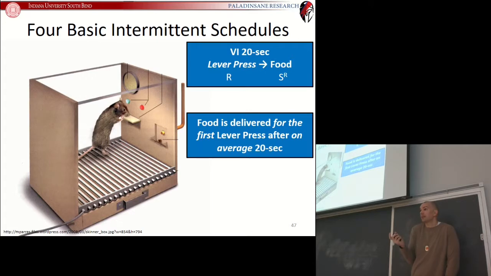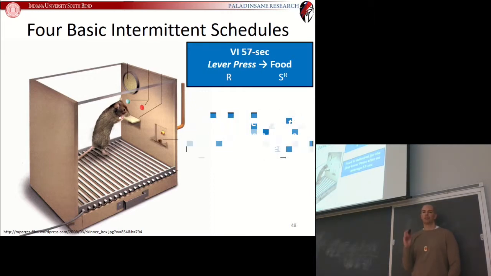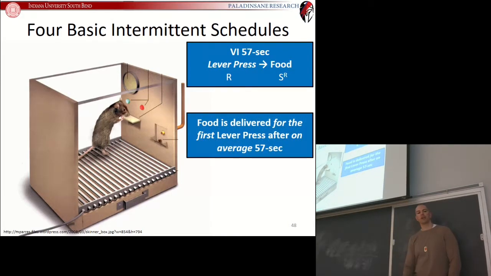Sniffy doesn't know. He knows on average it's going to be 20 seconds, but doesn't know whether this time it's going to be 5 seconds or is it going to be 60 seconds. On average, it's 20, but he doesn't know when that period is going to expire. You can have a variable interval 57-second reinforcement schedule, where again, food is delivered for the first lever press after an average of 57 seconds.